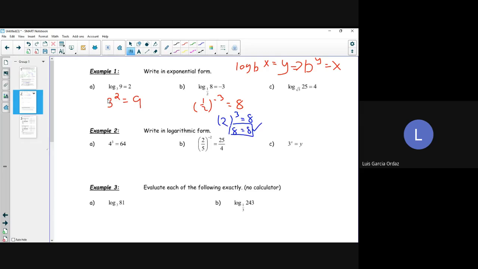So yes, the next one is root 5 to the power of 4 is equal to 25. Let's just start step by step. We get 5 to the 1/2, to the power of 4, is equal to 25. And when we have an exponent to an exponent, we multiply. So we get 5 to the 1/2 times 4, which is just 2, is equal to 25, which gives us 25 is equal to 25.